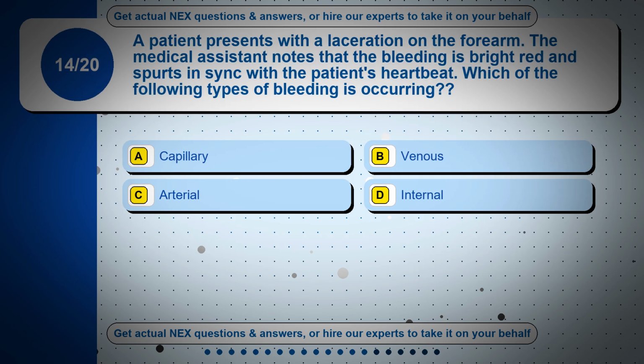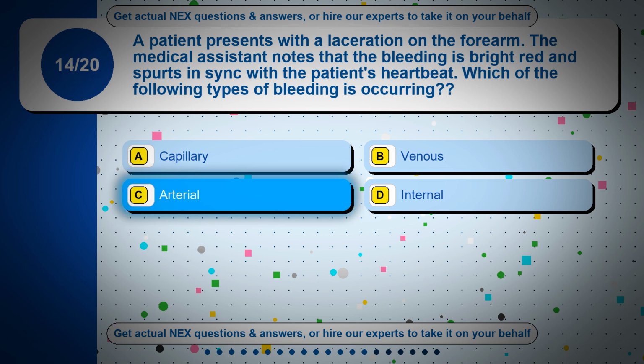Question 14. A patient presents with a laceration on the forearm. The medical assistant notes that the bleeding is bright red and spurts in sync with the patient's heartbeat. Which of the following types of bleeding is occurring? Option A, capillary. Option B, venous. Option C, arterial. Option D, internal.